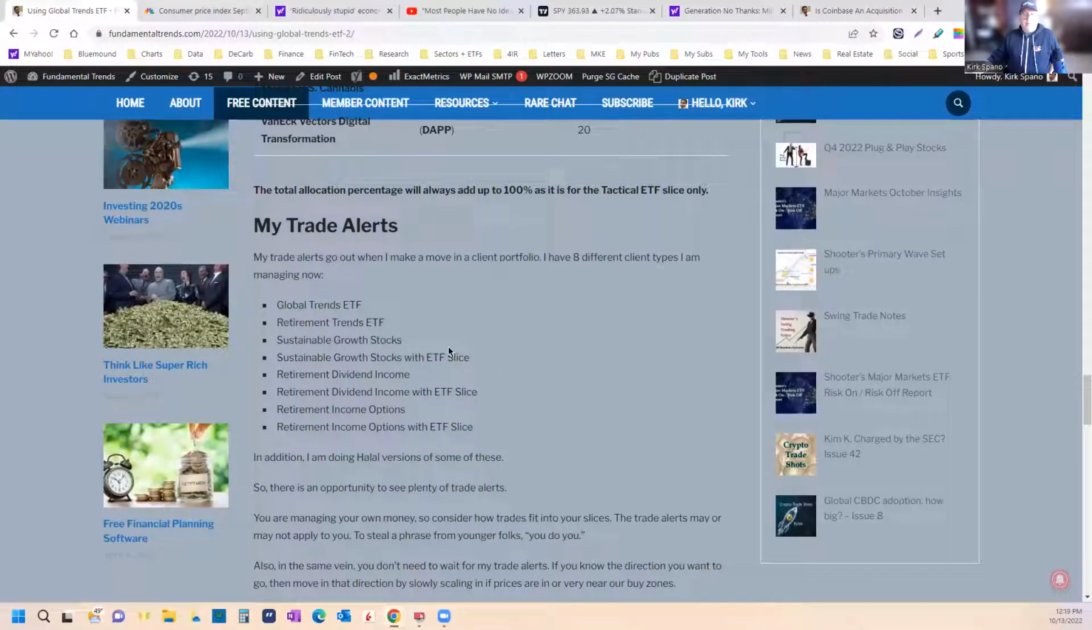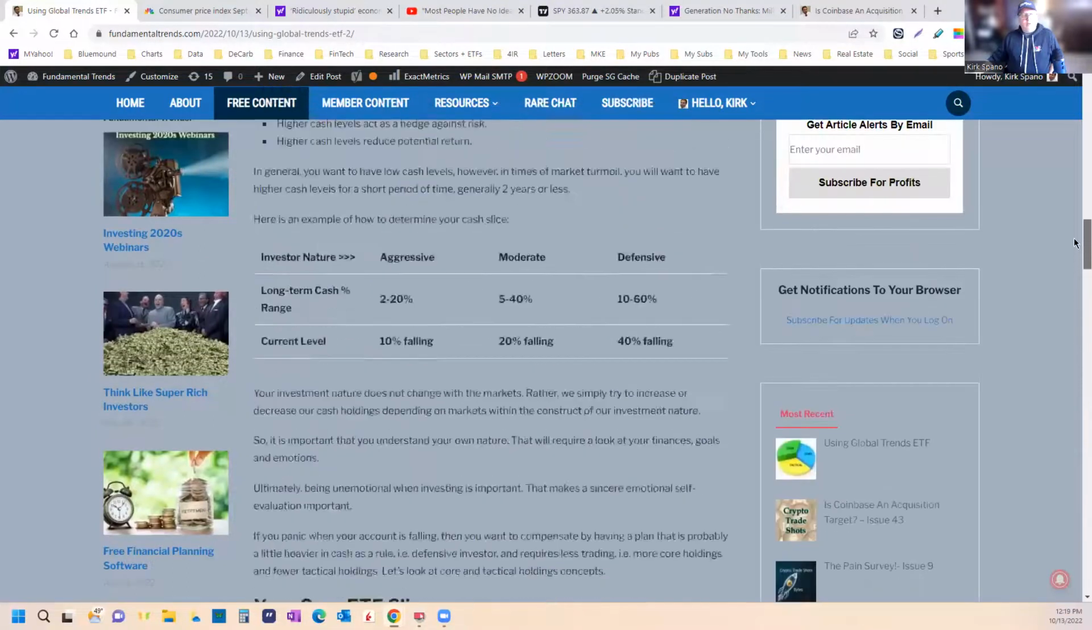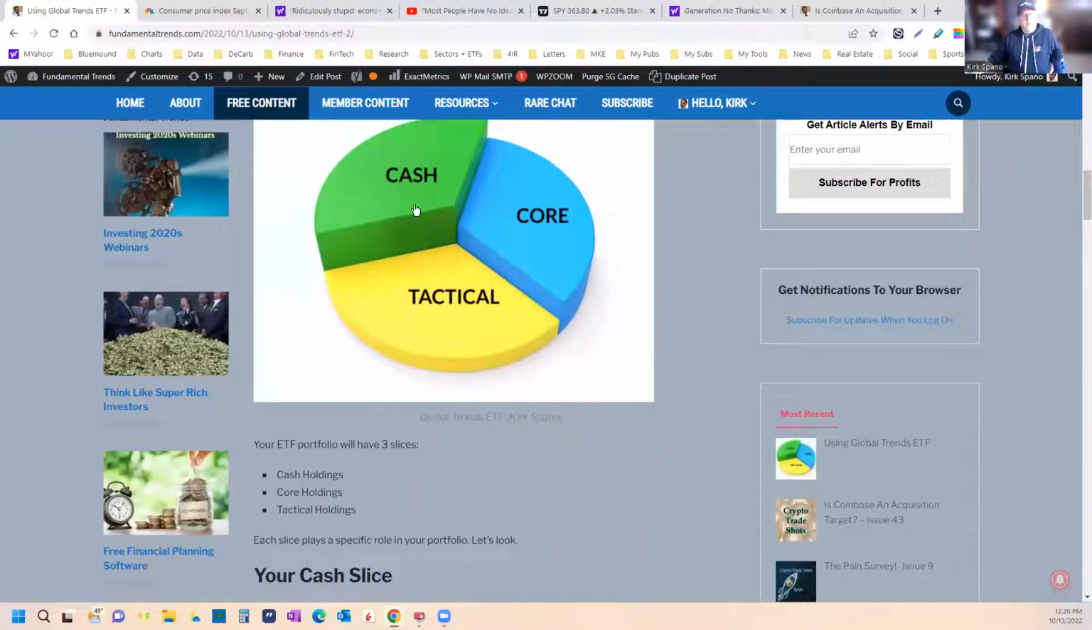But the ETFs really give you, I think, some pretty interesting balance and a way to very easily deal with your asset allocation so that when you want to raise cash, very easy to trim ETFs.